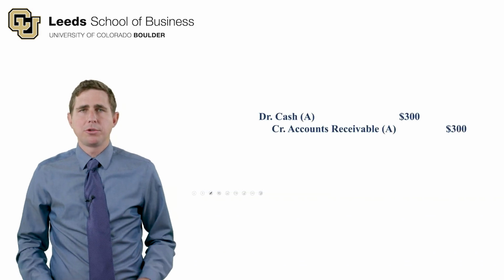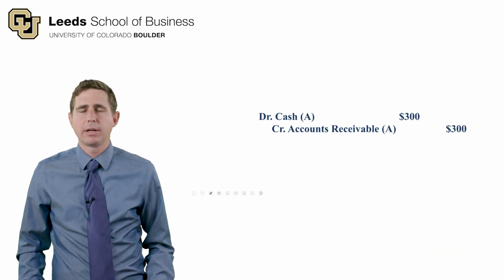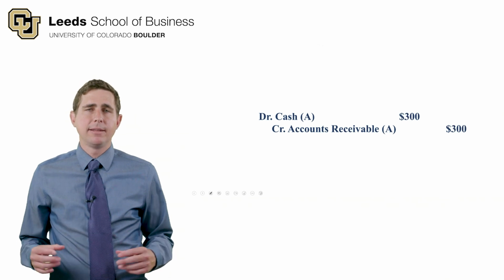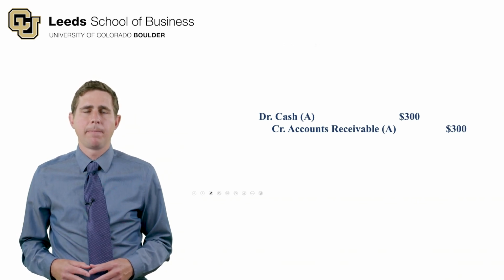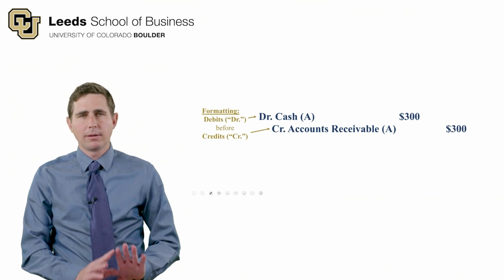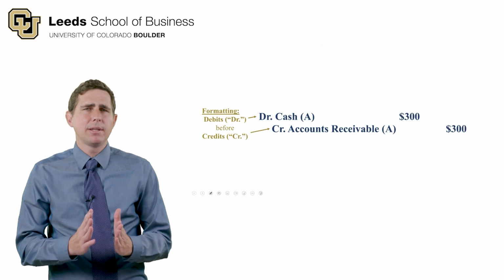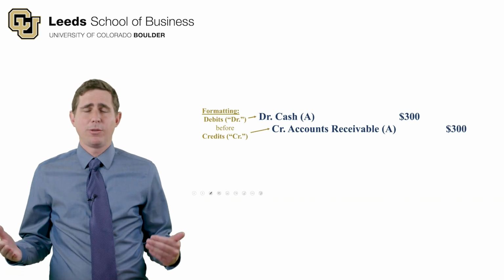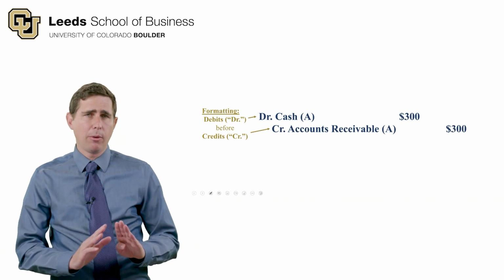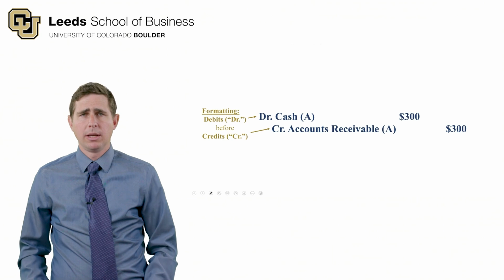So here's that journal entry again, a debit to cash of $300 and a credit to accounts receivable of $300. This will increase cash by $300 and decrease accounts receivable by $300. What are we seeing in this journal entry? Well, the first thing we're seeing is a formatting convention, which is that we typically put debits before credits. So this is just by convention. Whatever account you're going to be debiting, let's put that one first, and then whatever account you're crediting, we'll put it second, okay? Debits before credits.